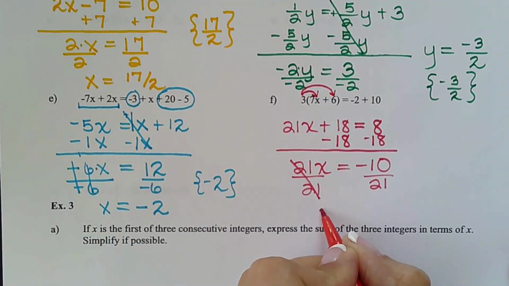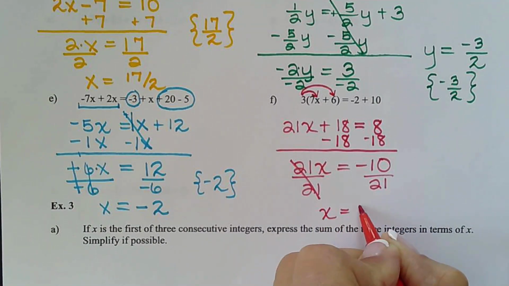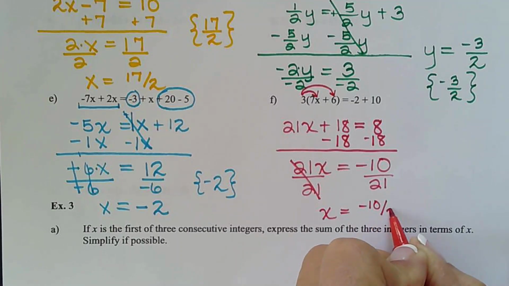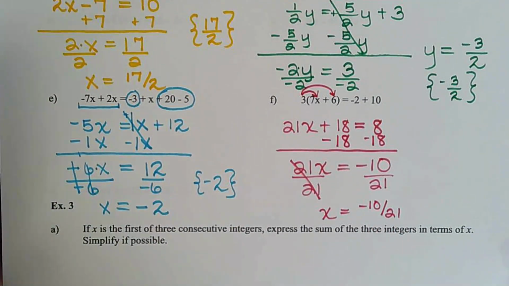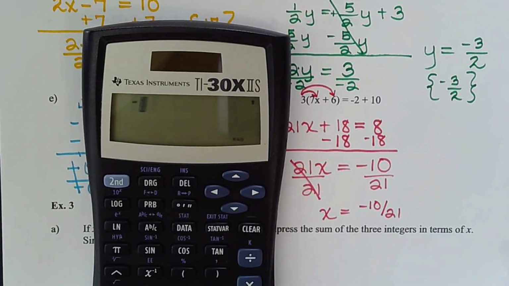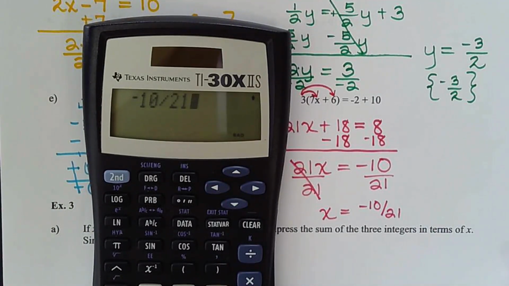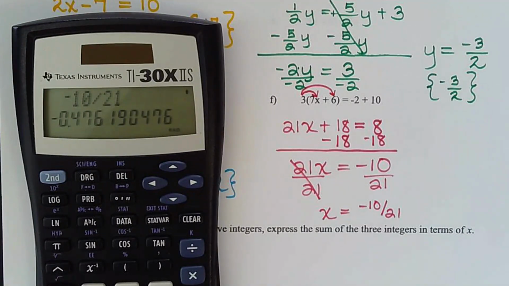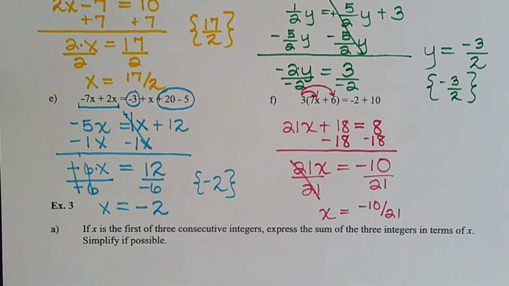The one thing you never want to do is change the answer to a decimal, ever. Because look what happens. Negative 10 divided by 21. And then students just decide how many rounding places, and they'll write negative 0.5 or negative 0.48. You will miss it every time.